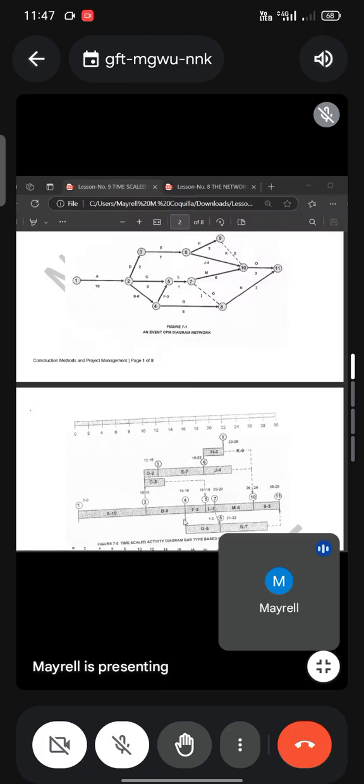And also, from node 4, there's also activity G that starts. So, followed by activity N. N, so it heads to the end node. And that is called float. And there's also a dummy here connecting nodes 7 and 8.